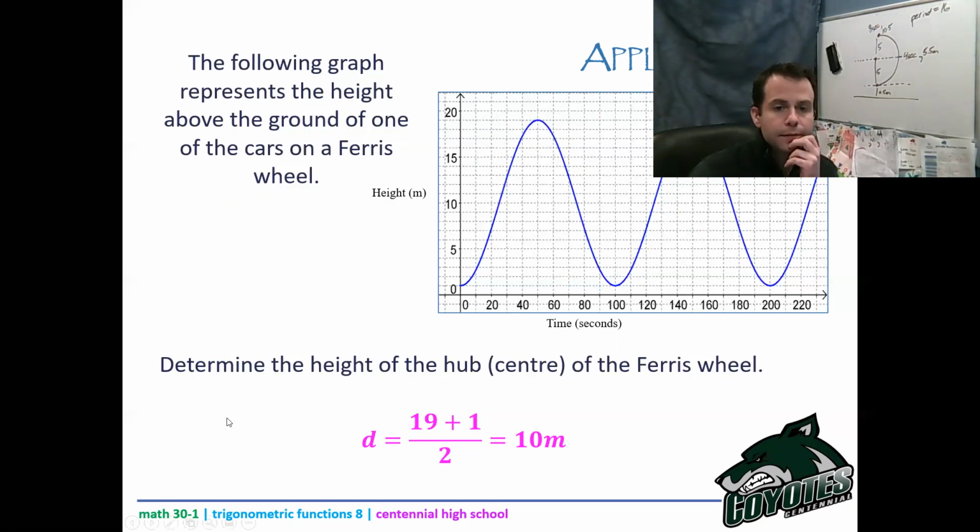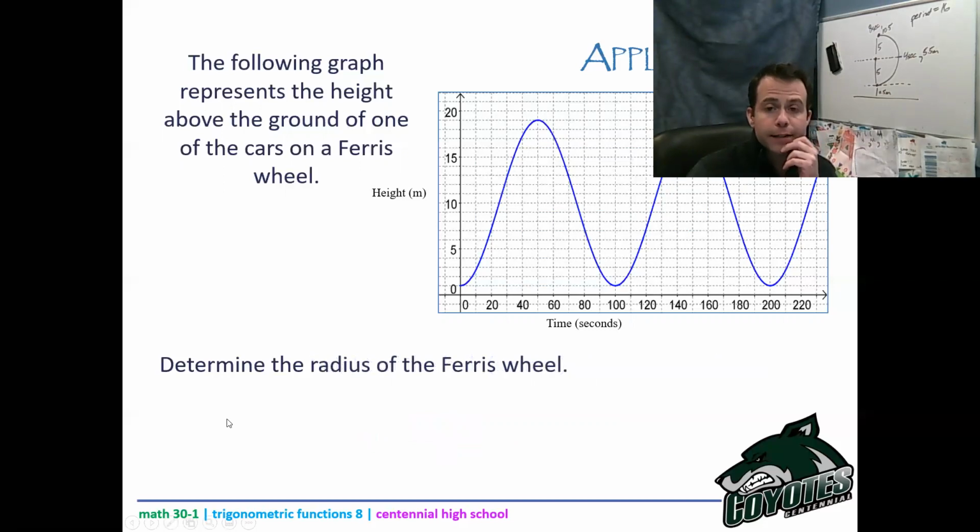Okay, then we say determine the radius of the Ferris wheel. Well, we talked about the context of all these. The radius actually is your A value. So to get your A value, you would take the maximum minus the minimum, so you get the full distance there, and then divide that by 2. Or if you want to just draw in your d value and count how far up you have to go, that's perfectly fine as well. Just make sure you're communicating what you're doing.